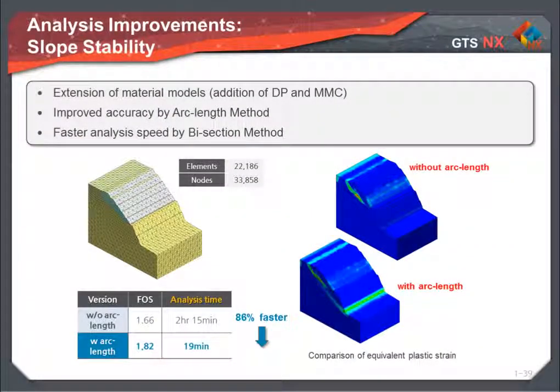Moving on to some of the analysis improvements that have been introduced. In case of stability analysis using strength reduction methods, we can now define not only Mohr-Coulomb models but also other nonlinear models like Drucker-Prager or modified Mohr-Coulomb model. Also, now the arc length method can successfully trace the equilibrium path even when the static equilibrium state includes an unstable region. And additionally, with the automatic load bisection method, the accuracy and analysis speed increases drastically.